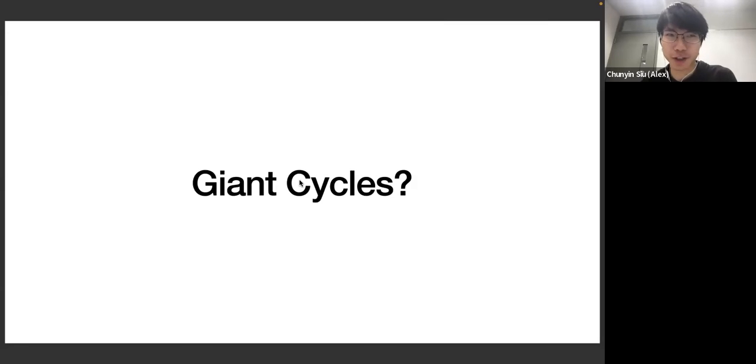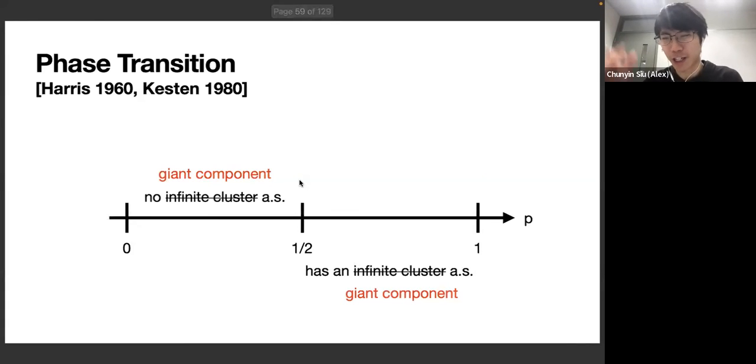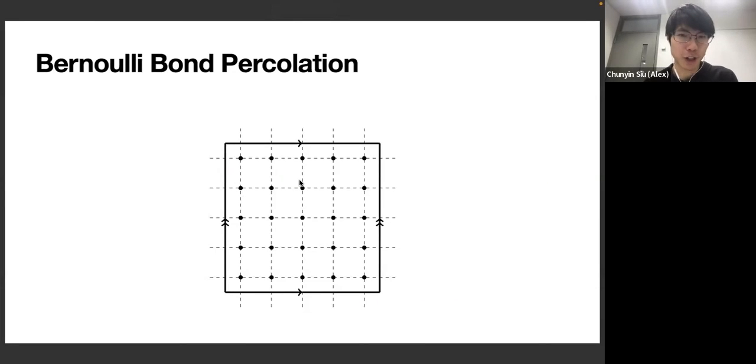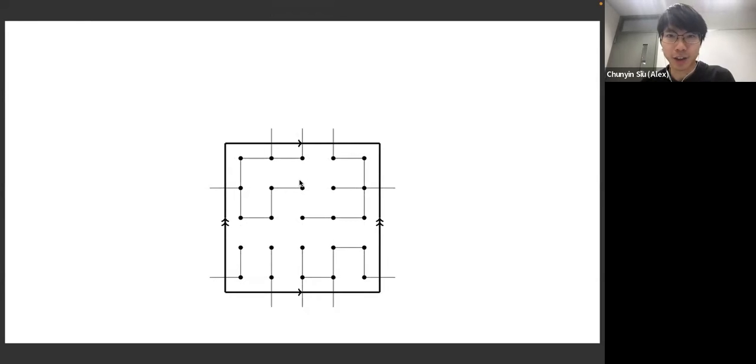define giant cycles because cycles by definition have finitely many vertices. And so you cannot play the same game by considering infinite cycles. But what you can do is consider a very large torus, and you can ask whether your percolation contains the cycle of the underlying torus. So for example, in this percolation, you can try to see whether there is a cycle of the underlying torus.